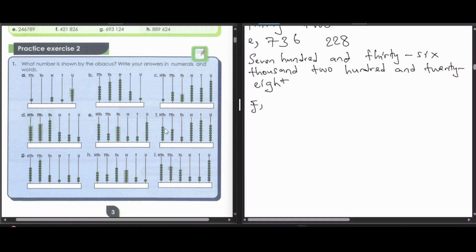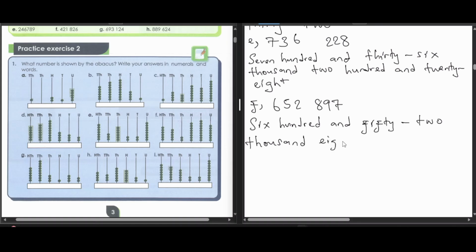F 1 2 3 4 5 6 tonyora 6 1 2 3 4 5 then about 2 1 2 3 4 5 6 7 8 and then 1 2 3 4 5 6 7 8 9 1 2 3 4 5 6 7 like this. Saka 652,897. So it's 652,800 and 97 like that.